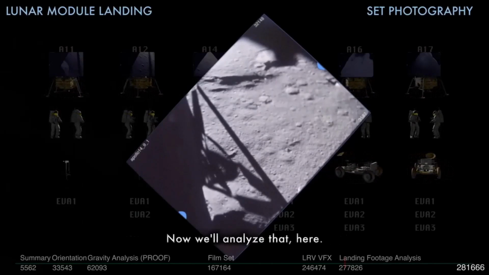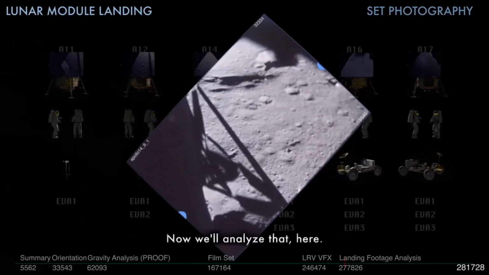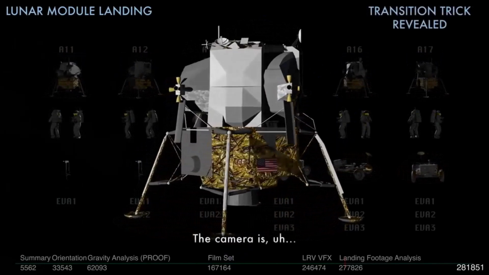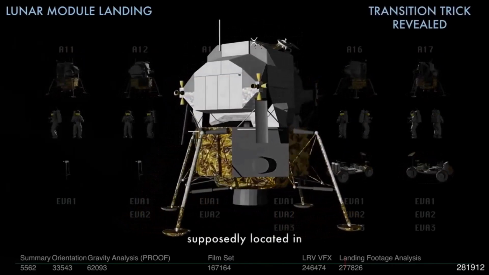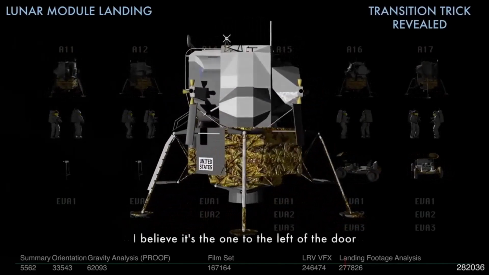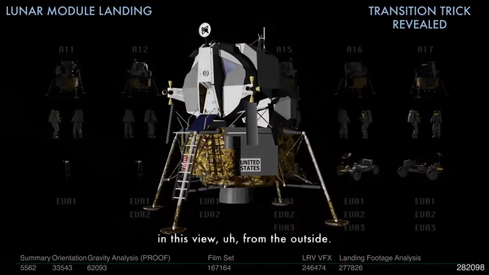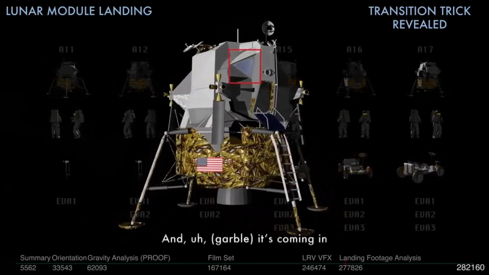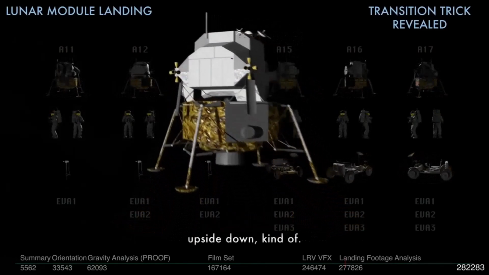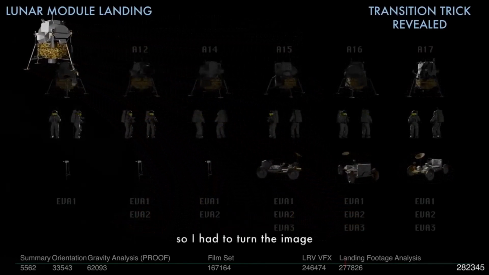analyzing that. The camera is supposedly located in the filming through the triangular windows. I believe it's the one on the left of the door, in this view from the outside, and it's coming in upside down kind of. It's all odd, so I had to turn the image so that you can see, well, the reference.